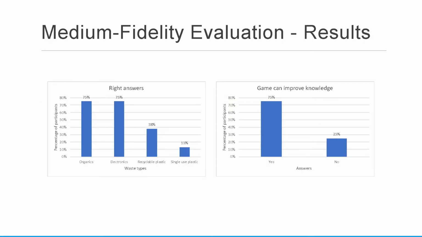To evaluate the feed infinity prototype, we asked our participants questions on how they would dispose of each type of waste. 75% of the participants had good knowledge on how to dispose of organics and electronics, but their knowledge wasn't as good when it came to recyclable plastic and single-use plastic. Only 38% of the participants knew how to dispose of recyclable plastic, and just 13% knew how to dispose of single-use plastic.